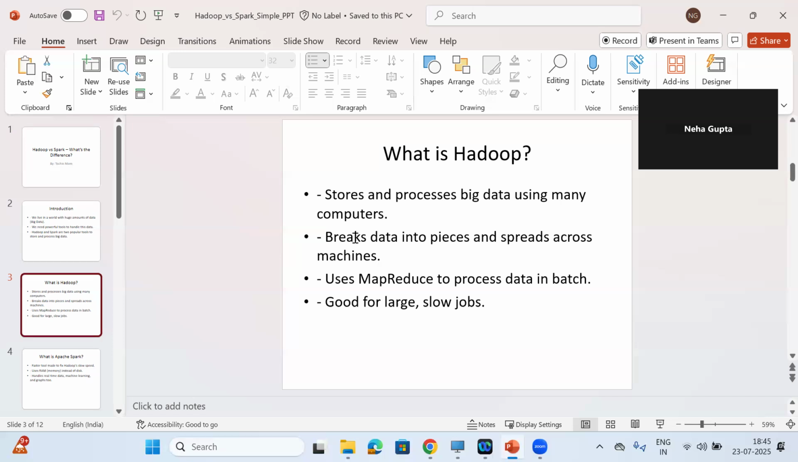Hadoop breaks the data into pieces and spreads it across machines. Whenever we store data, it breaks the data into small batches or chunks and stores them on the computers. It uses MapReduce to process data in batch. Hadoop is basically good for large and slow jobs.